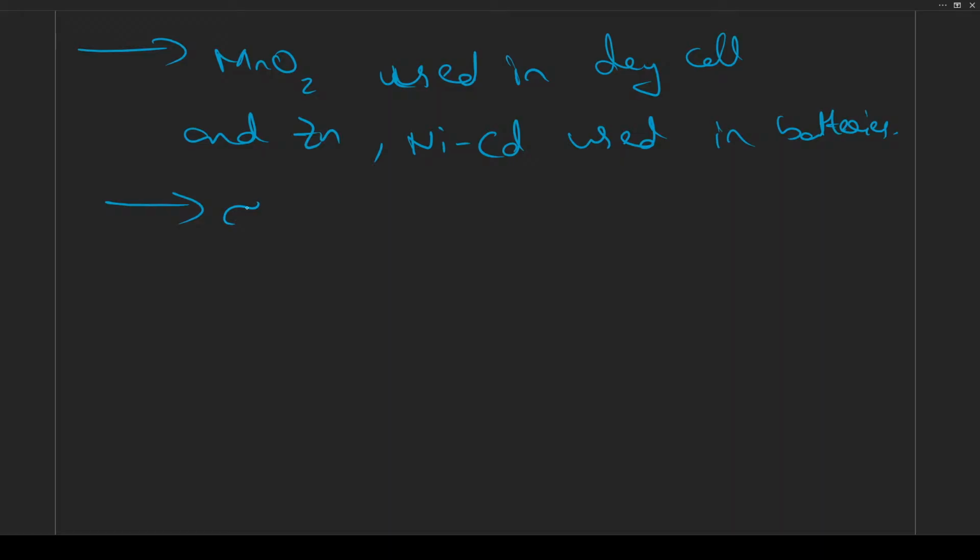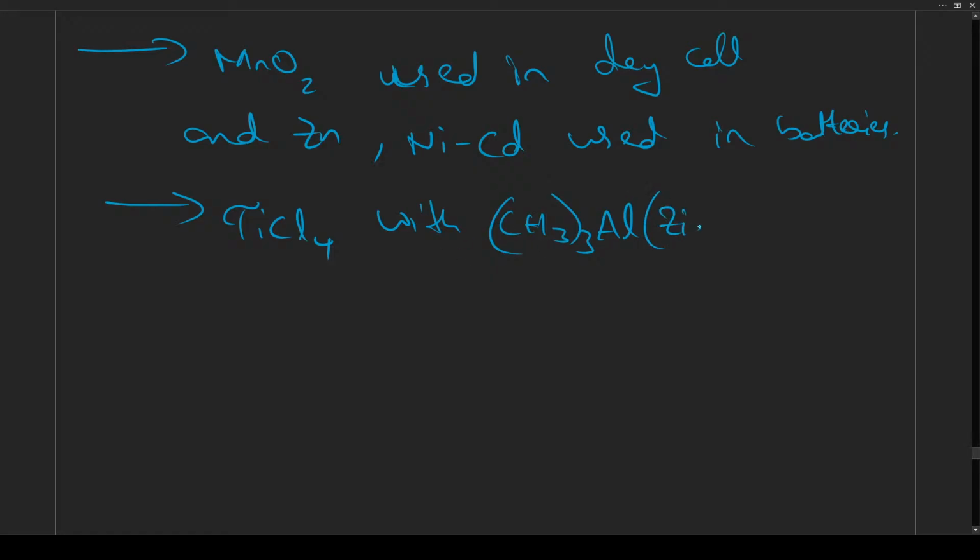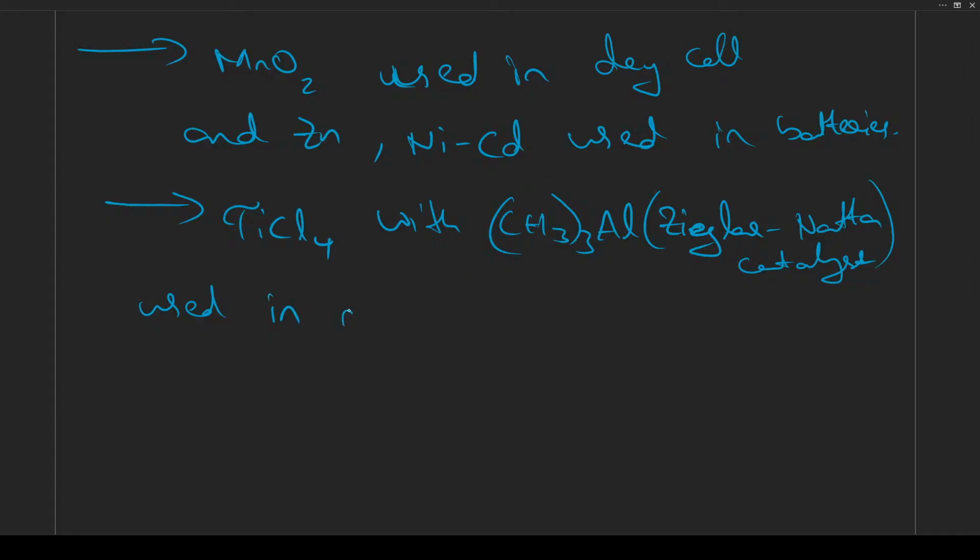Then titanium chloride with Al(CH3)3. This is known as Ziegler-Natta catalyst. Used in manufacture of polythene.